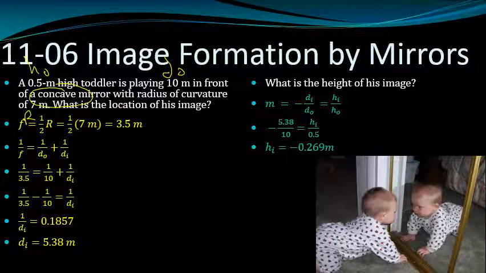Negative? What's that mean? That means it's upside down. And then you think, does this fit? He's further away than the radius of curvature, so he's further away than C. So that was case 1. And the image should be between F and C, which it is. And it should be inverted, real, and smaller, which he is. So it works. Yay!